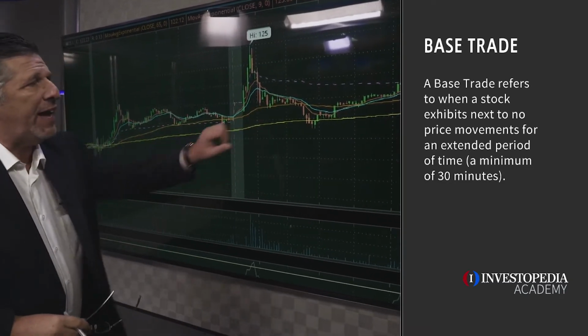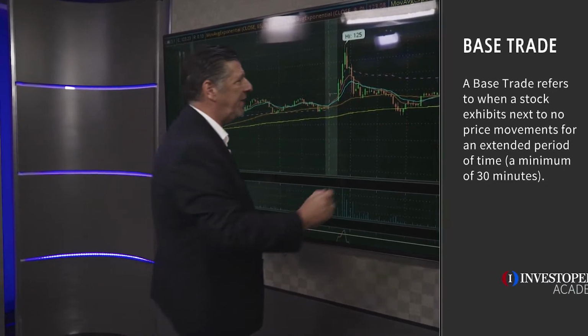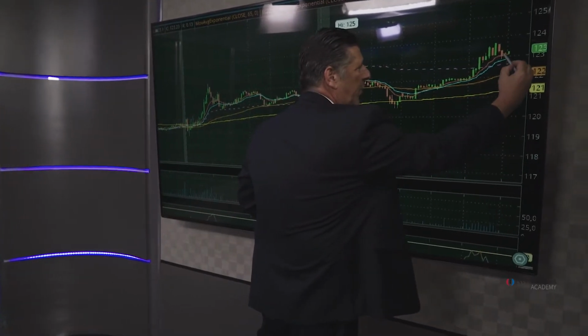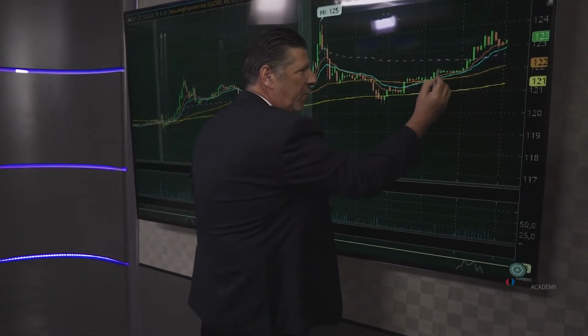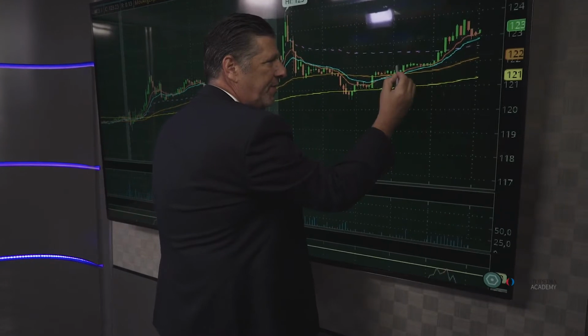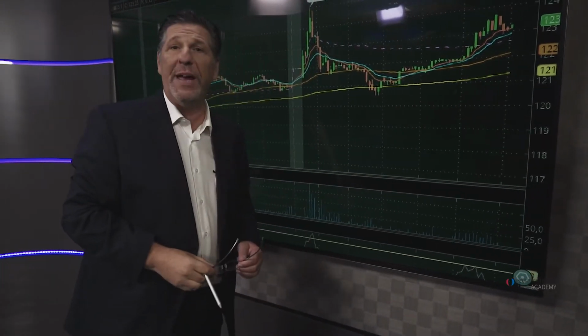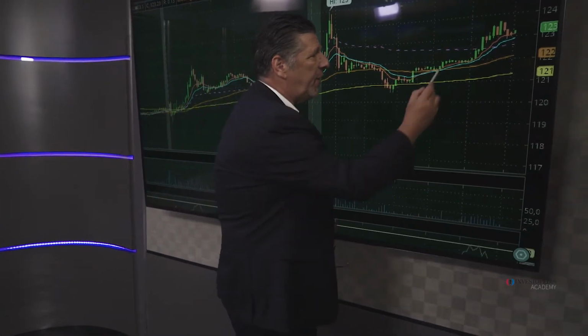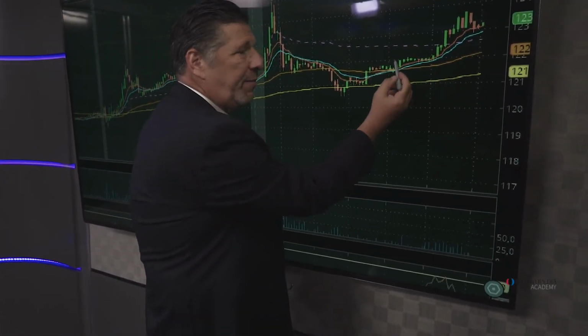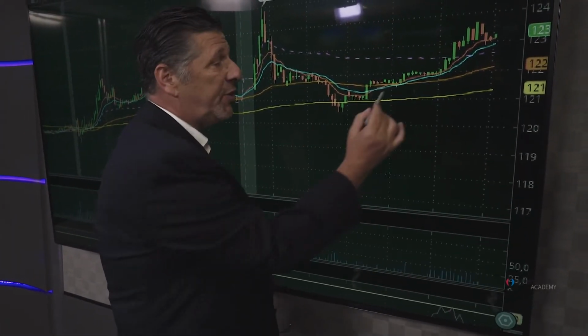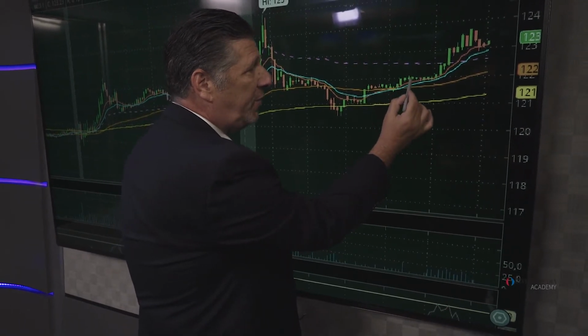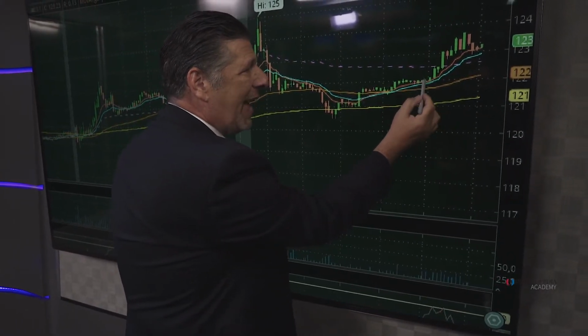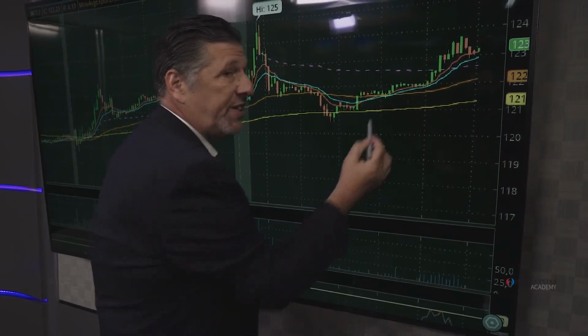If we take a step back and look at this chart, it is clearly not in an uptrend. Maybe it started one here, but at this point in the chart, this stock is going sideways. It is forming what we call a base. First rule for a base trade: we want this stock to go sideways for at least 30 minutes. Remember, each one of our candlesticks is 5 minutes worth of time. So we have 5, 10, 15, 20, 25, 30, 35, 40, about an hour of this stock just going sideways.